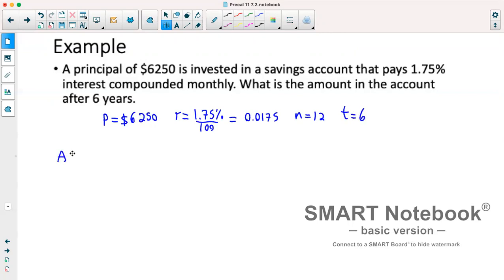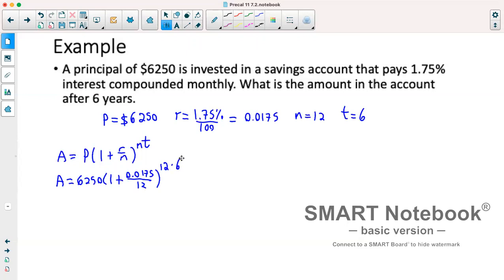So writing out our formula, we've got A is equal to P times 1 plus r over n to the power of nt. So this one, once again, it's important to follow BEDMAS once we fill in our values. So we've got A is equal to 6,250 times 1 plus 0.0175 over 12 to a power of 12 times 6.